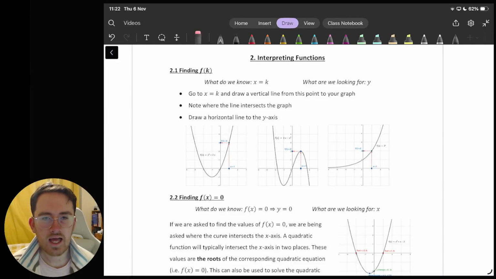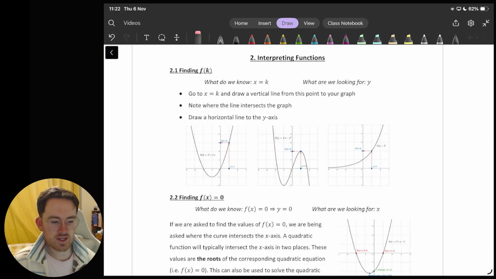Okay, so we're going to look at interpreting functions and interpreting, I suppose, graphs of functions. And this is maybe the area within functions that I think people tend to find the trickiest. And a lot of it comes down to really understanding the question for the most part. And I know that's true for basically everything we do.